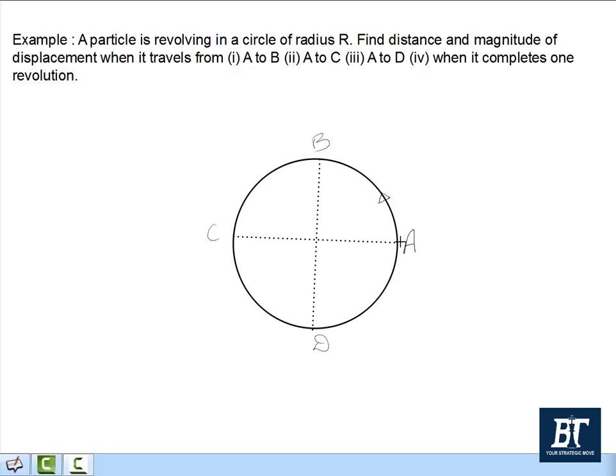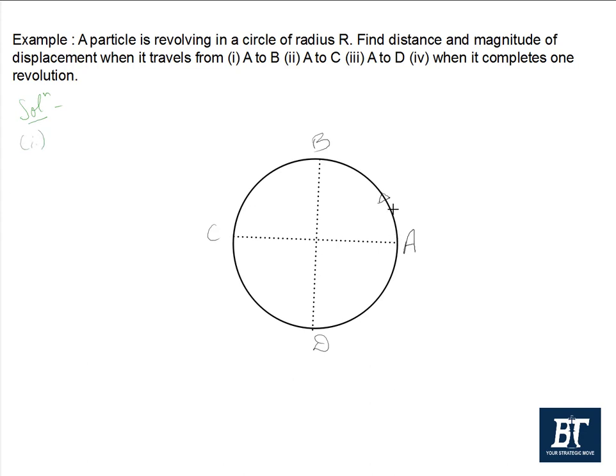We will take one more example. In this example, it is given that a particle is moving along a circle of radius r, and we have to find the distance and magnitude of displacement when it travels from A to B, A to C, A to D, and when it completes one complete revolution. So let us try to solve this.